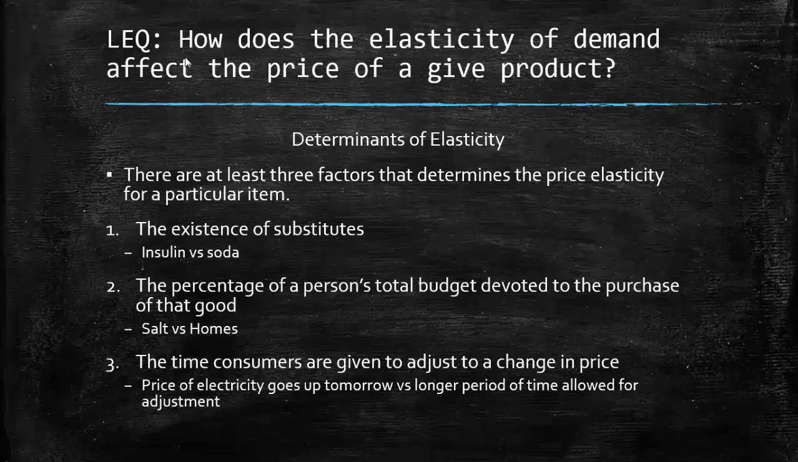And finally, number 3, the time consumers are given to adjust to a change of price. So let's pretend that the price of electricity goes up tomorrow. Let's say we all get a letter in the mail from Lakeland Electric saying that electricity is going to go from, and I'm totally making this up, I have no idea, from $5 per kilowatt hour to $10 per kilowatt hour. Someone feel free to correct me on that. I have no idea what I'm talking about when it comes to that. If I see that the price is going to go up tomorrow, I don't have much time to change my habits.